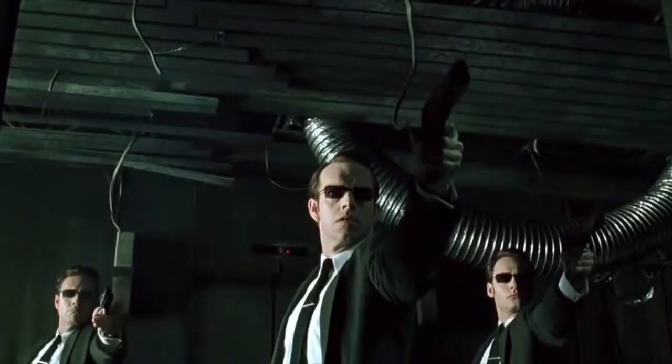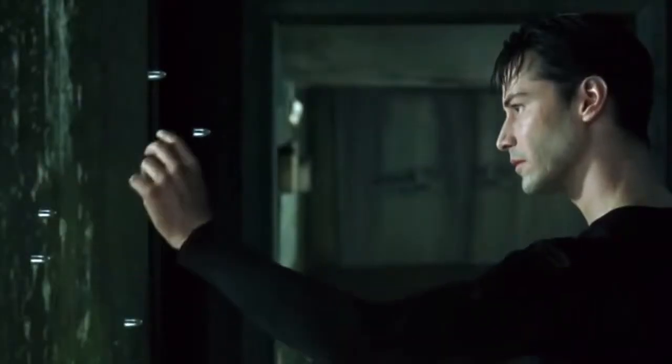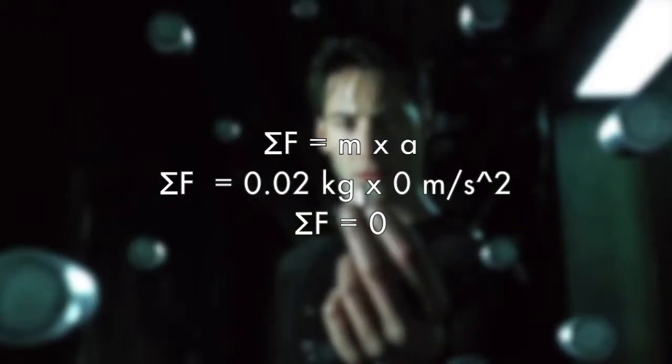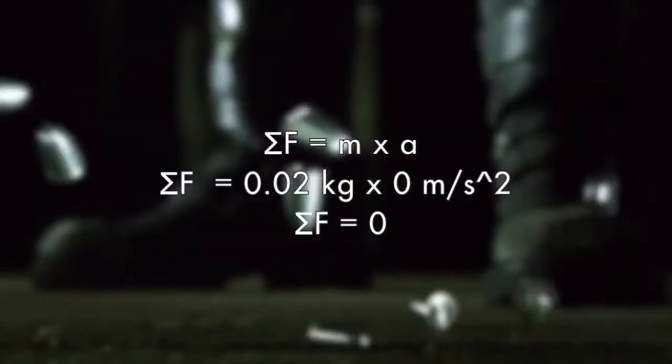The average speed of a bullet is 370 meters per second, and typically the mass of a bullet is 0.02 kilograms. Since there is no external force acting upon the bullet, then it doesn't accelerate, therefore there won't be a change in velocity.